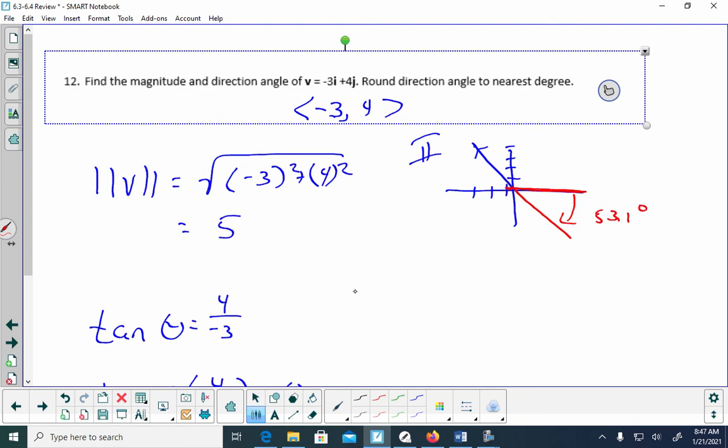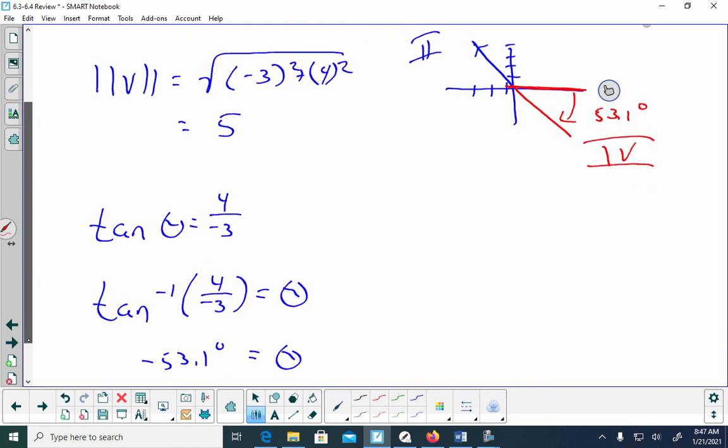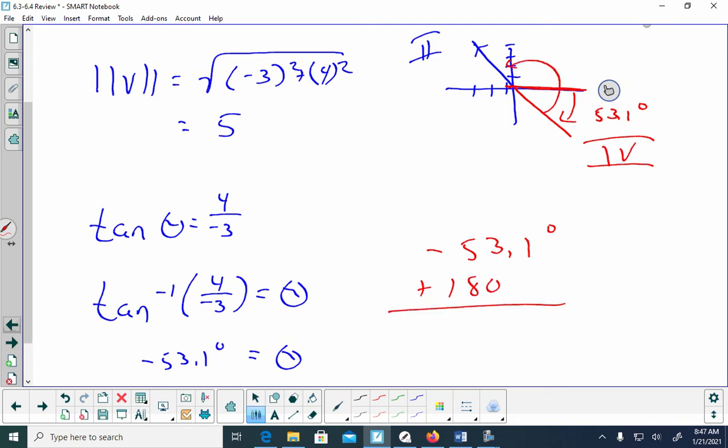Well, obviously my angle does not match the quadrant that my vector is in. And that happens when my vector is in the second or third quadrant. The simple adjustment is I just take whatever angle I had, which was -53.1 degrees, and I add 180 degrees. What that's going to do is take me halfway around the circle, which is where I want to be. And when I do that, I end up with 126.9, but then I read the directions and it says to the nearest degree, so I'm going to round that to 127 degrees.